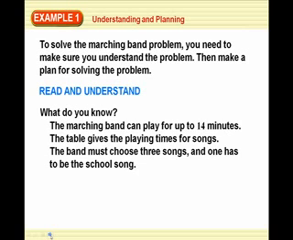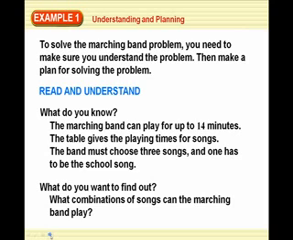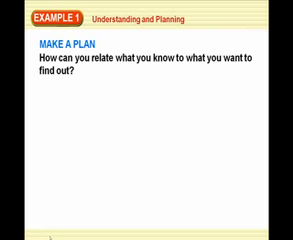And the table gives us the playing time for the songs, so you got to choose 3 songs and 1 has to be the school song. What do we need to find out? Well, we need to find out what songs can we play? What combinations of songs can the marching band play? So in example number 1, we're going to make a plan.